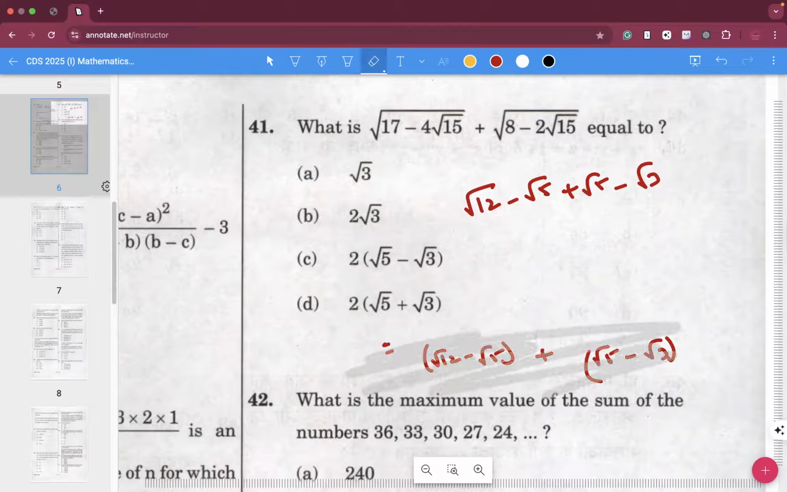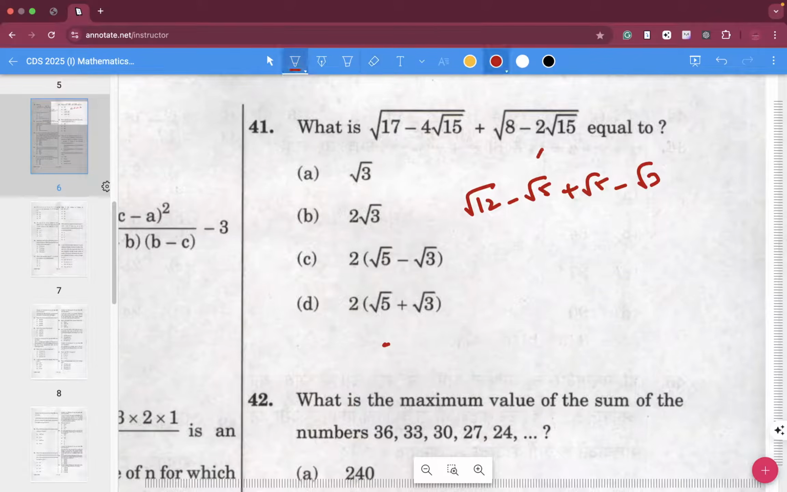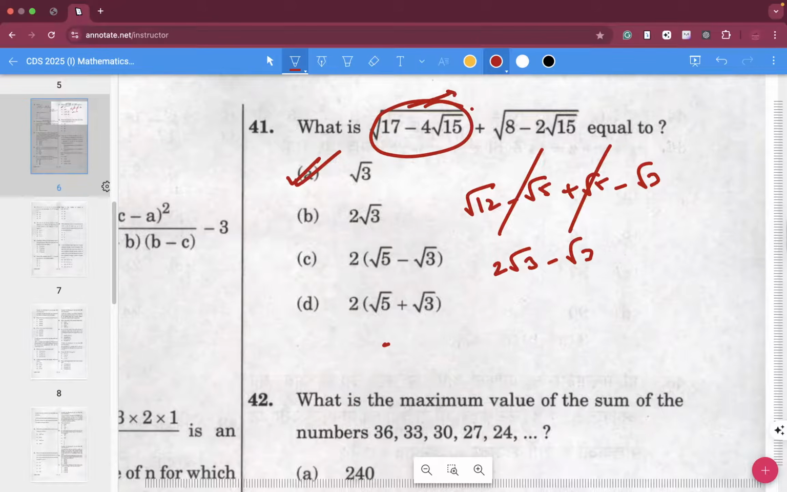Now just solve for it. What do you get? This one is gone, this one is gone, and this is 2 root 3 minus root 3. How much do you get? Root 3. So for question 41, A is the answer. The whole point was that I wanted to write this in the form of A square plus B square minus 2AB, so that I could write A minus B whole square, and then the square and square root got cancelled.